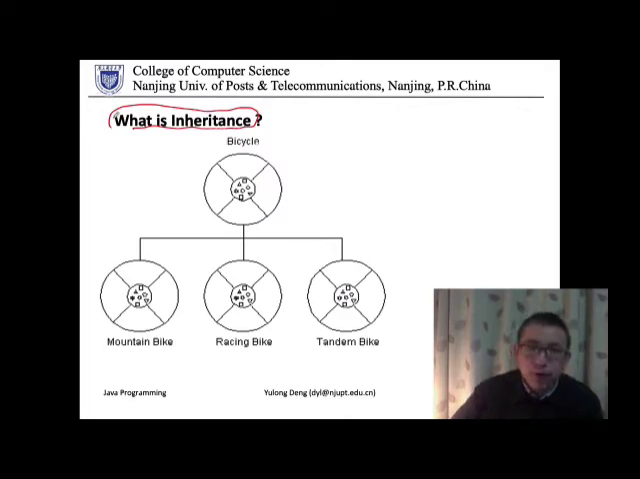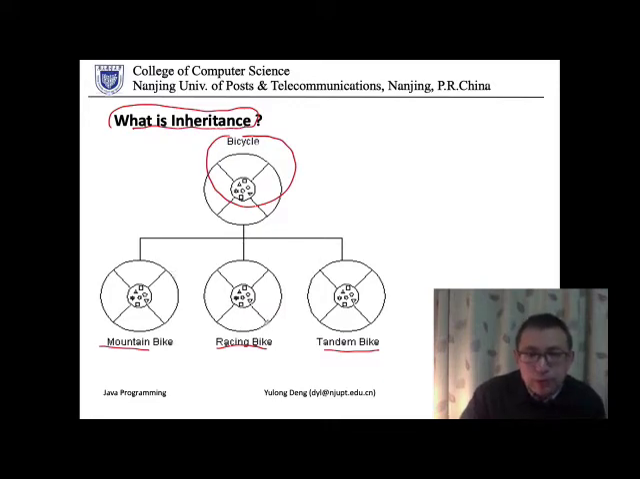For example, here we have a bicycle. A bicycle is an object. And then we have mountain bike, racing bike, and tandem bike. They are all bicycles, but they have additional features. For example, the mountain bike has special tires. We install special tires on a bicycle, and so we use it as the mountain bike.